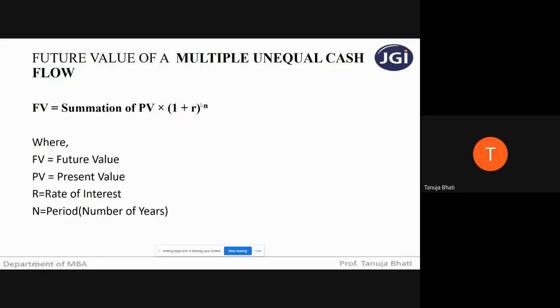You will better understand the formulas when you practically solve the sums. But you have to just remember the formula that you have to apply. So again, where FV denotes the future value, PV is the present value, R is the rate of interest, and N is the period, the number of years. And this formula, if you'll remember, is the same formula as we have used in compound interest, that is, to find out the compounded amount.